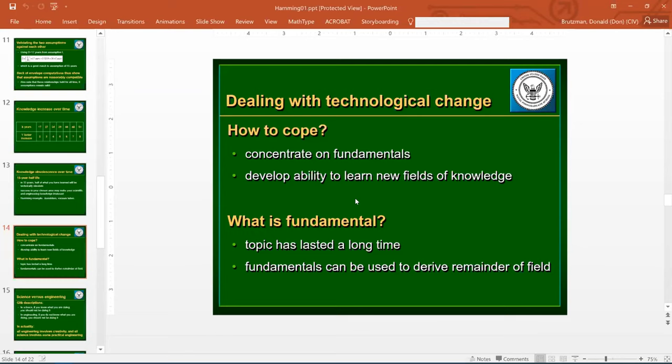And you have to know what you need to know. And you have to sort of forget or not try to be the expert in all the things that don't matter anymore, because the cliche there is people trying to fight the last war instead of the next war. That's the military cliche. So he says, well, the first thing you can do is concentrate on fundamentals. So what's a fundamental?